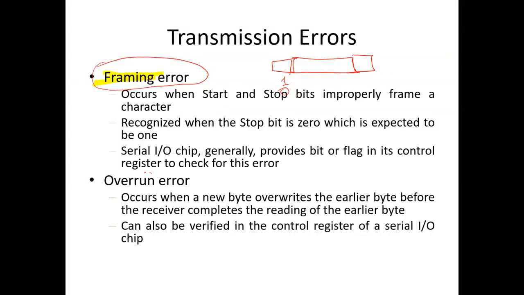Another type of error is the overrun error. An overrun error occurs when a new byte overrides the earlier byte before the receiver completes reading the earlier byte. That means if we send the data serially, this is the first device, this is the second device, and here we have serial communication via any pin, so you have the pin RX.